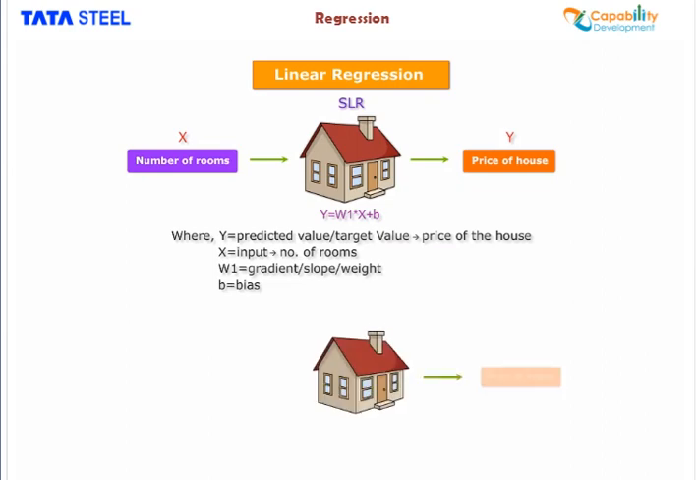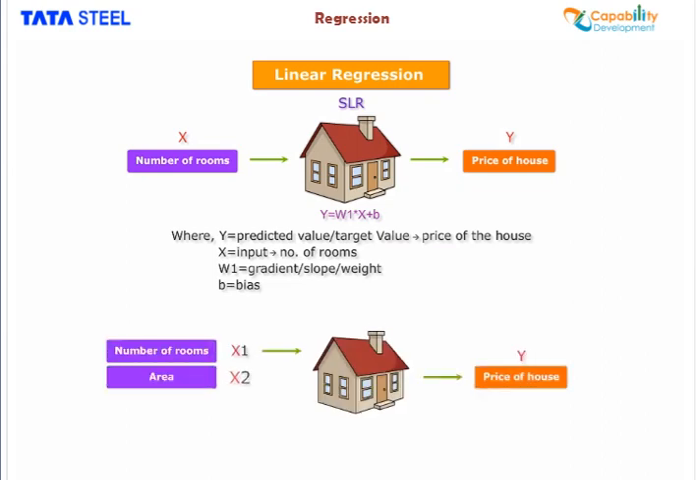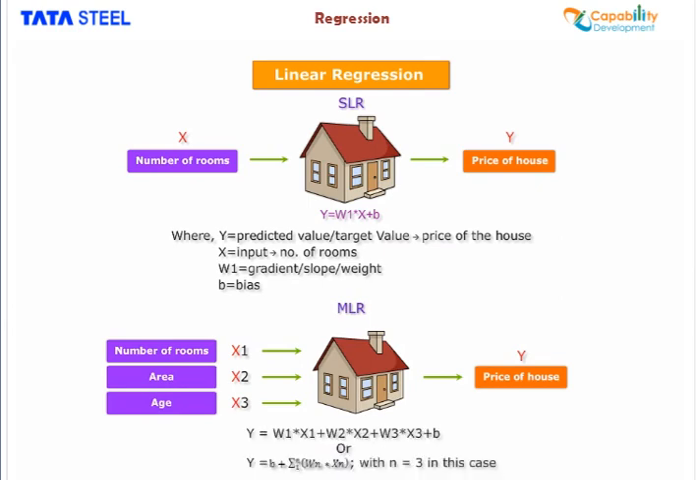If the price of the house depends on number of rooms, area and age of the house, then the relationship becomes y is equal to W1 multiplied by x1 plus W2 multiplied by x2 plus W3 multiplied by x3 plus b, or y is equal to b plus summation 1 to n Wn multiplied by xn, with n equal to 3 in this case.